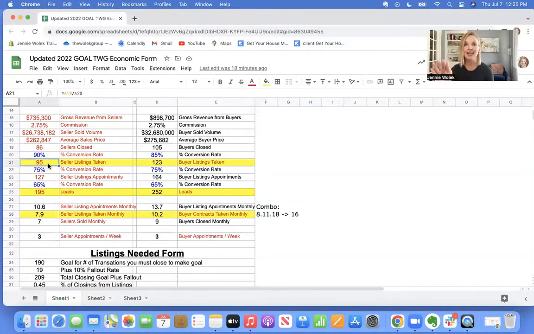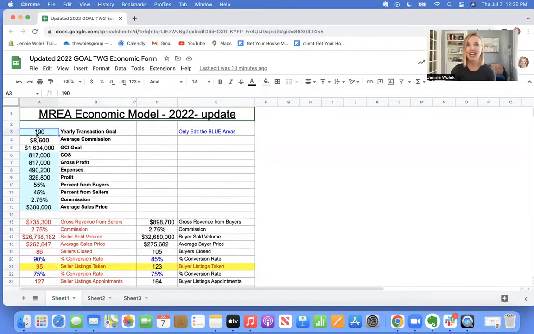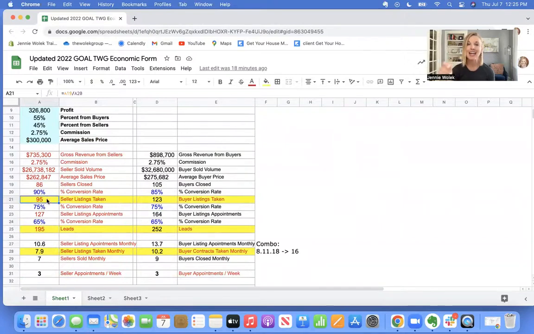And I've highlighted, and this is highlighted for my team and for myself to see, okay, so what does this really mean? Well, really, we just need to take in the whole calendar year to get to 190 families. We need to take 95 seller listings and 123 buyer listings. Now, these may not be your numbers. They could be very different numbers, and that's okay. You just get to determine what that means for you.